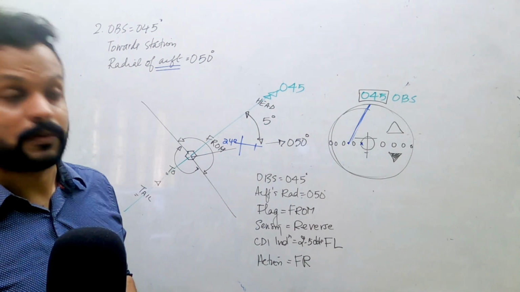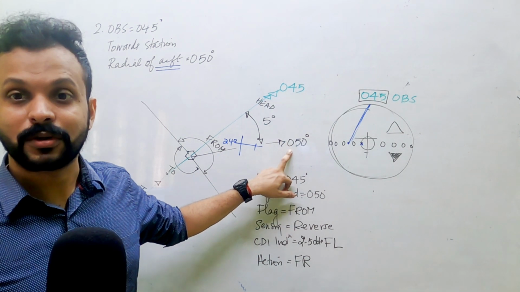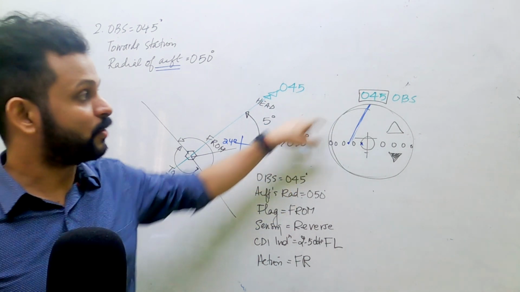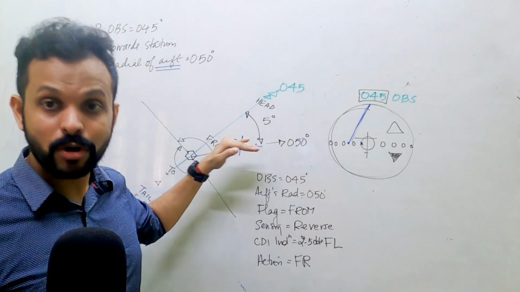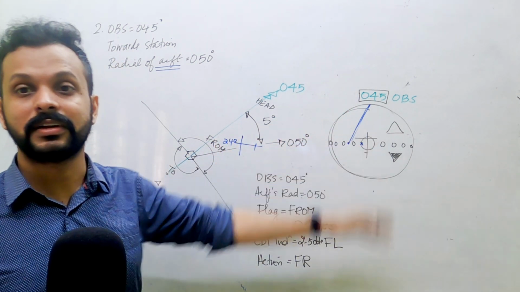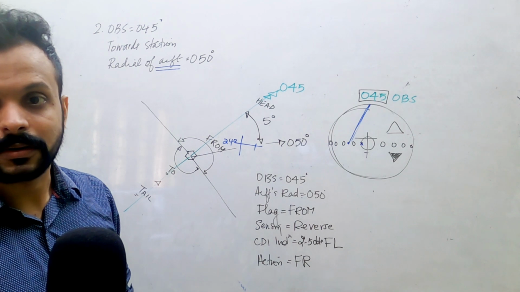Change the OBS to 050. Very good. I have to change the OBS to 050. When I change the OBS to 050, now I am on 050, so automatically the needle will get centered, right?